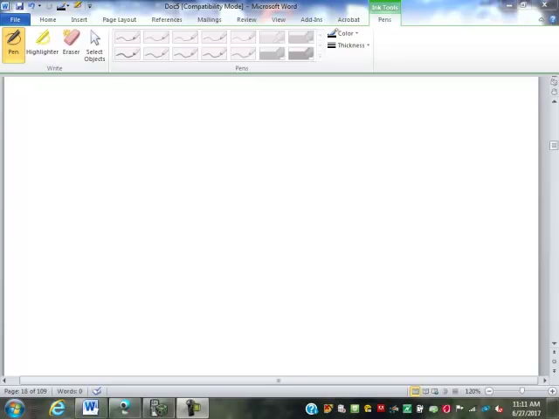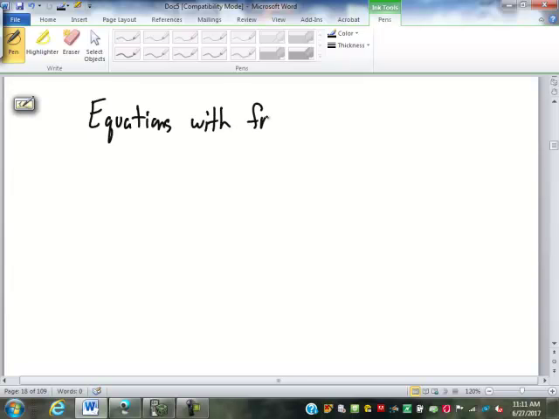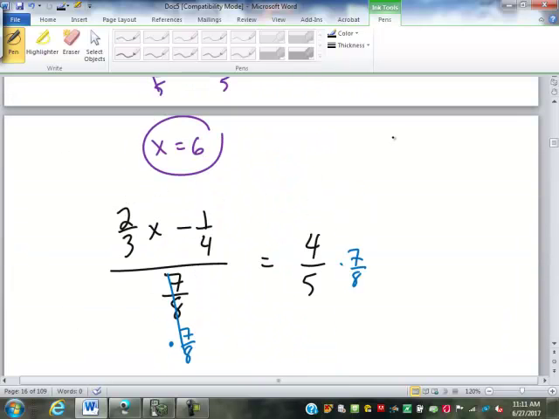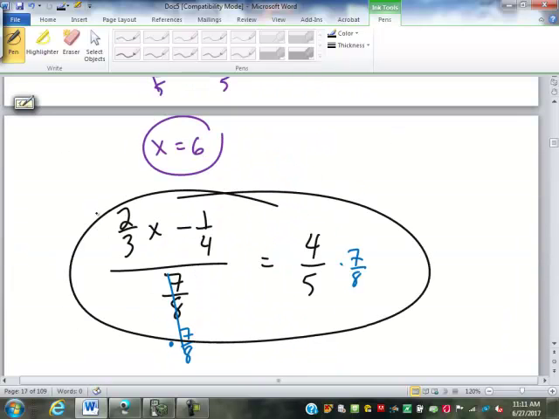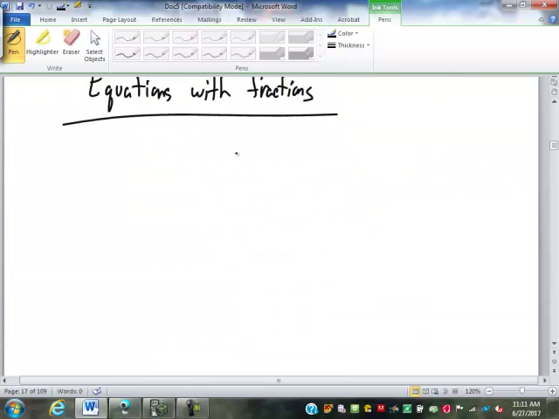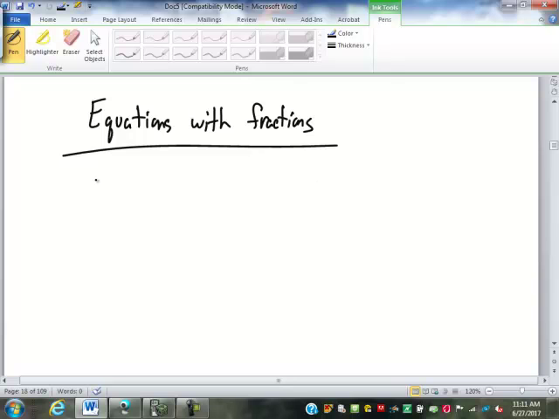So the first thing we need to know for the test is how to solve equations with fractions. That's what we were just doing here in the last hour. That was these lovely things like this. The next thing we need to be able to do is the complex fractions.